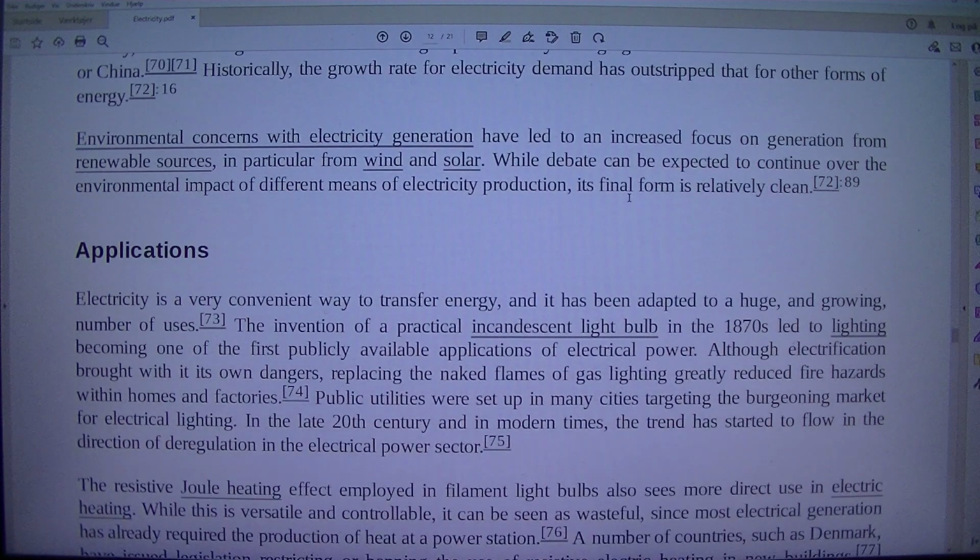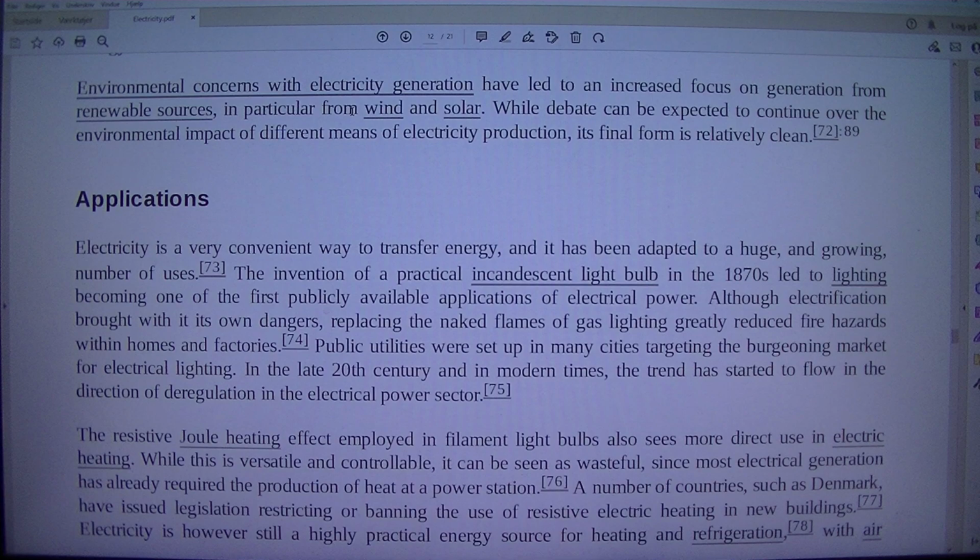Environmental concerns with electricity generation have led to an increased focus on generation from renewable sources, in particular from wind and solar. While debate can be expected to continue over the environmental impact of different means of electricity production, its final form is relatively clean.